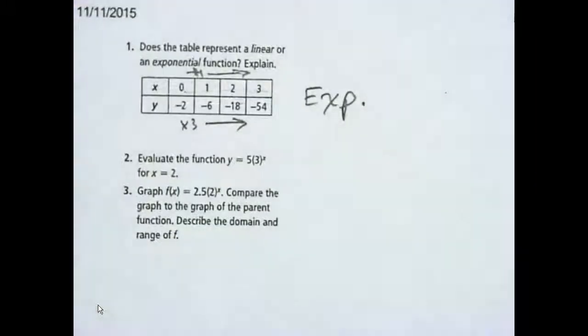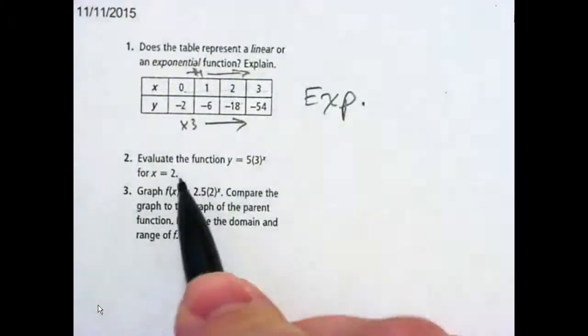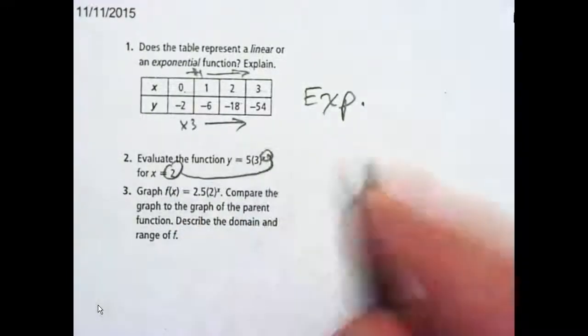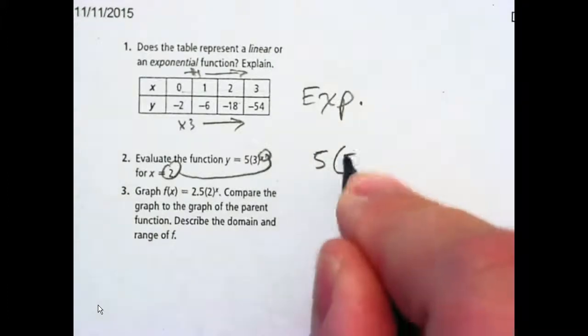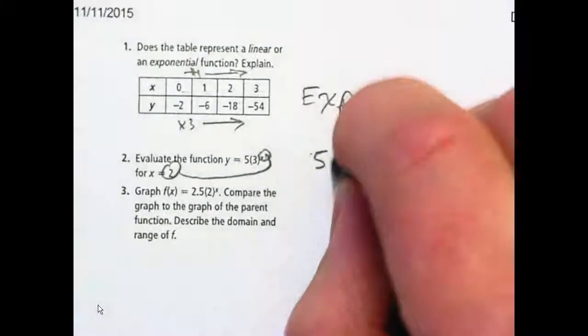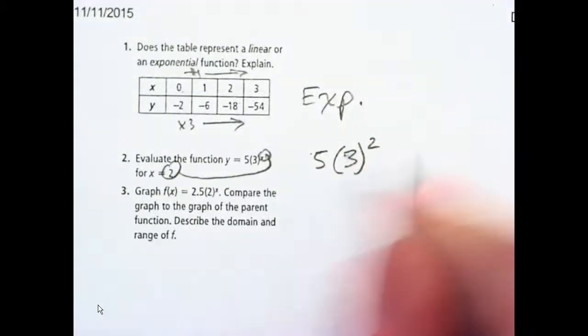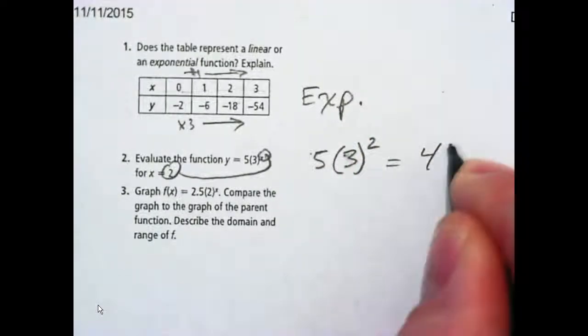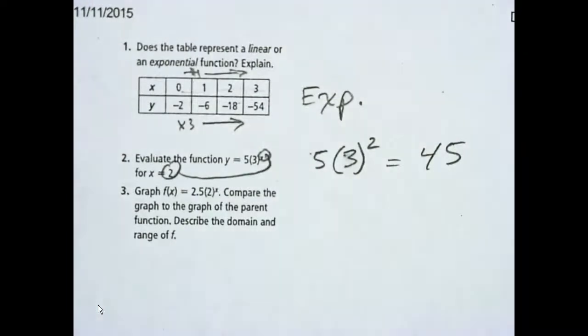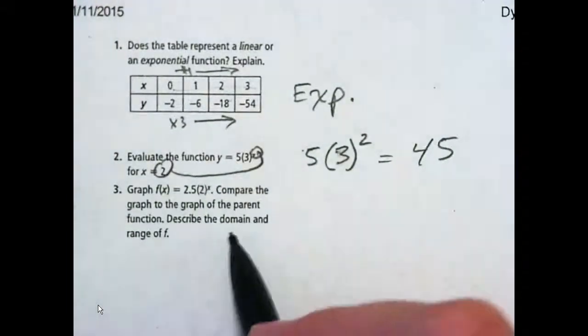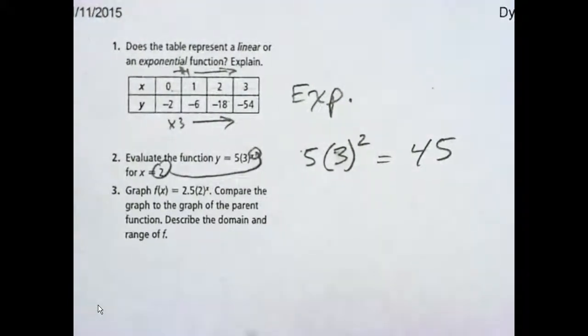Okay. Evaluate the function for x. You're going to go ahead and put that 2 in for the x value right there. So you get 5 times 3 to the second, which is 9, or 45 there. 9 times 5 is 45. Okay, and graph the function, compare the graph to the parent function.